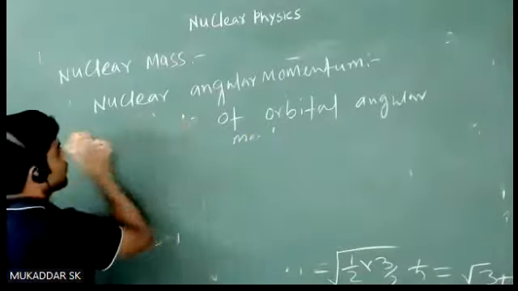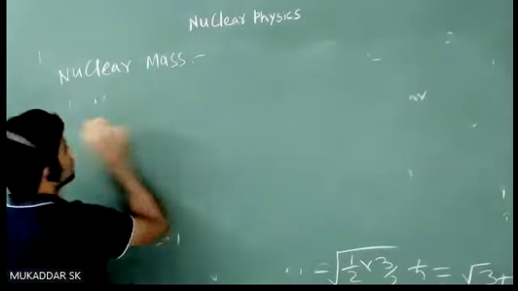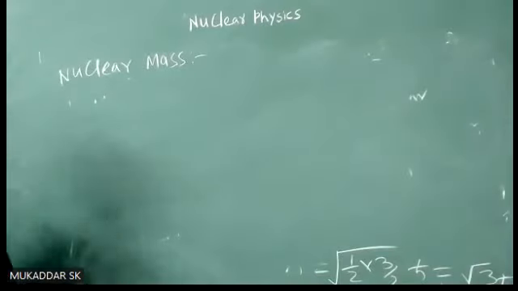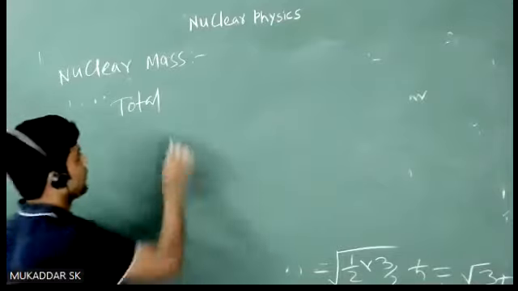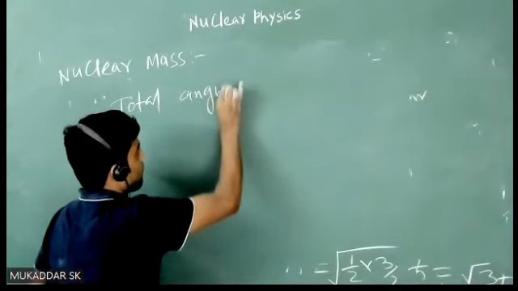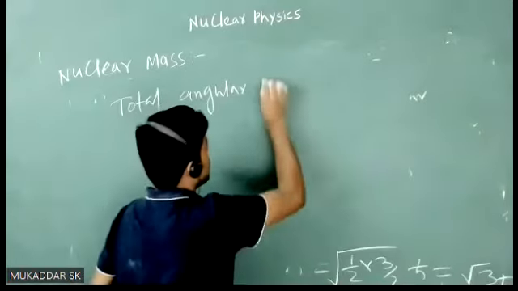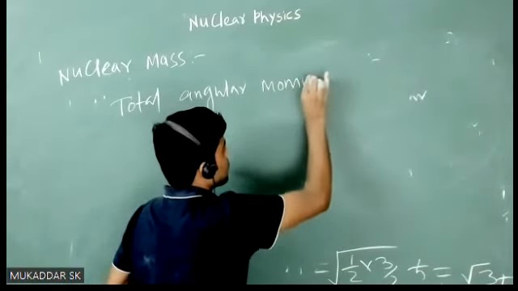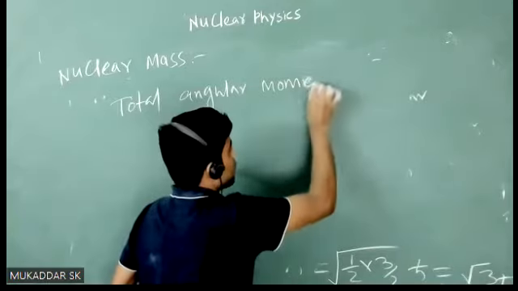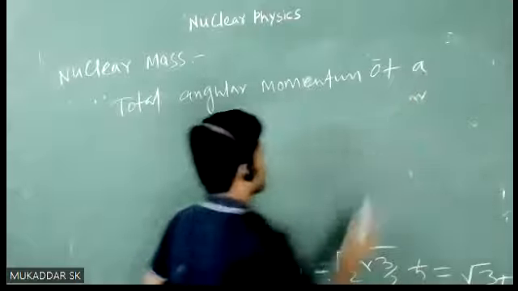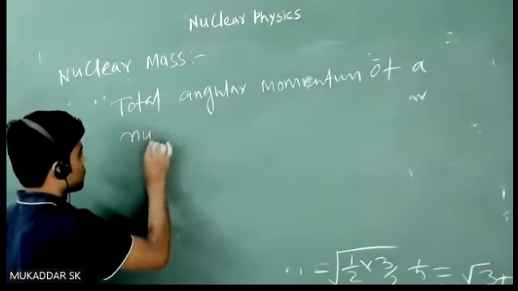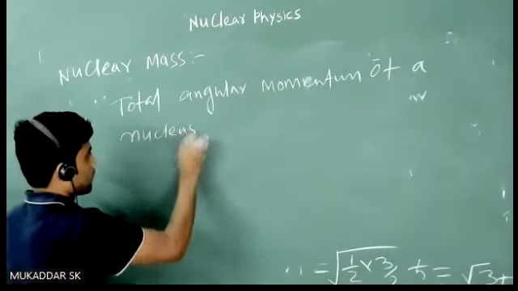Now, total angular momentum of nucleus will be how much? L vector plus S vector. Very good. Total angular momentum of a nucleus, let us write that symbol, that is capital I. So I am writing that angular momentum.